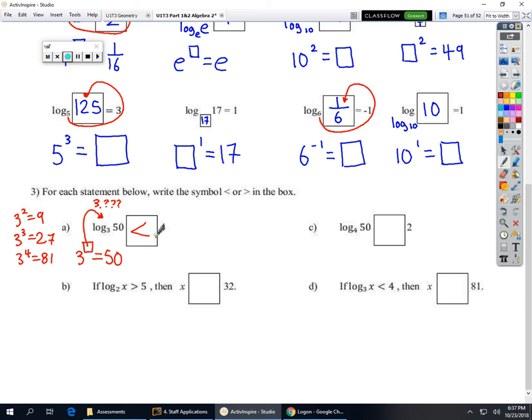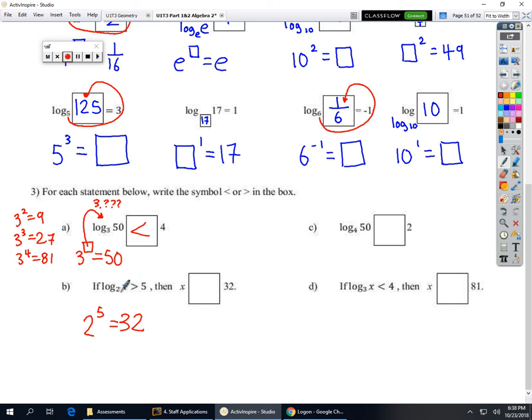What else? Let's take a look at the second one here. If log base 2 of x is greater than 5, then x is blank 32. Well, what would I need to put in the x to even make it equal to 5? Remember, think of this as an exponential expression. So 2 to the power of 5 equals 32. That means if x was 32, it would be equal to 5.